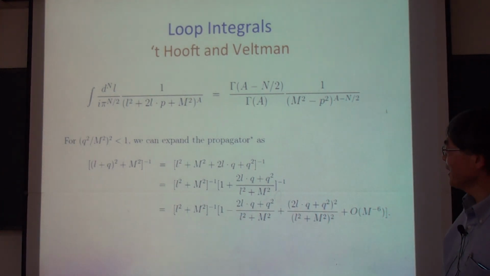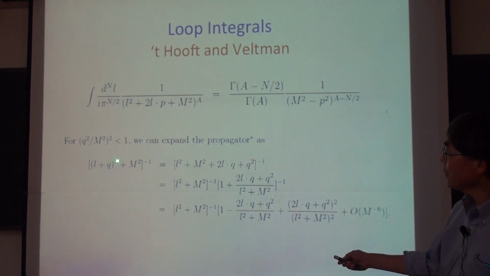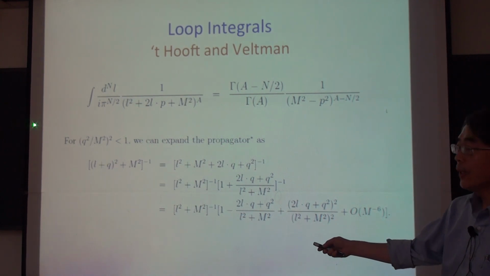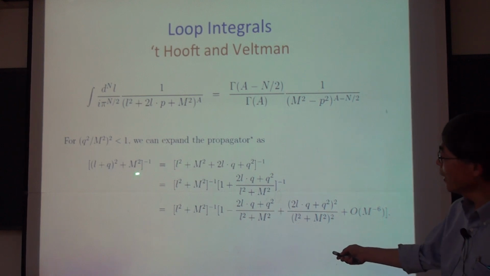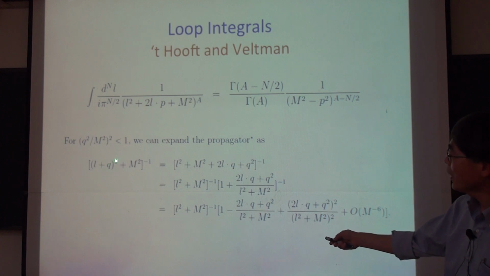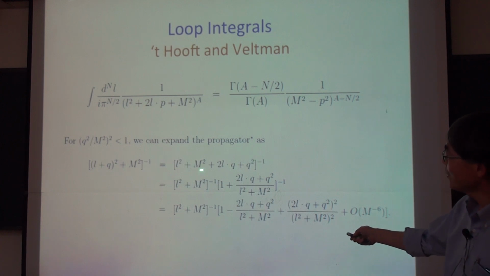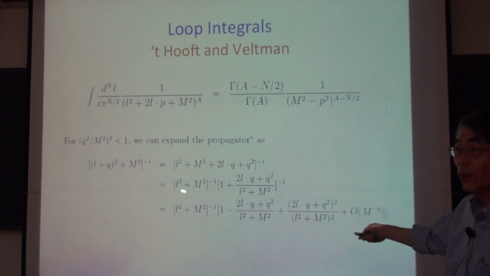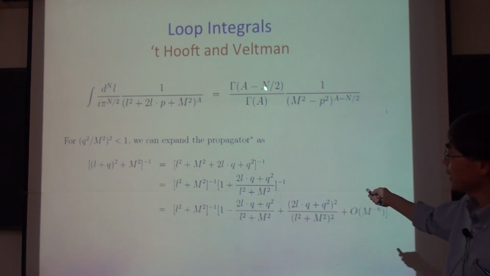Okay, I should have typed it clearly. So originally we have 1 over, suppose we have the triangle. So we have D1, D2, D3. D1 is L squared plus M squared. D2 is L plus P1 squared plus M squared. D3 is L plus P1 plus P2 squared plus M squared. It was quite hard if we have to do all the combinations.